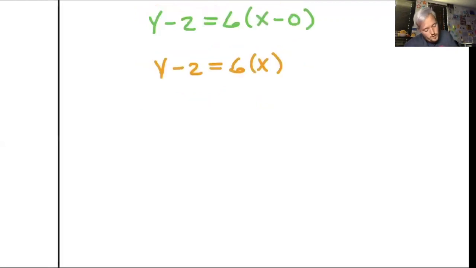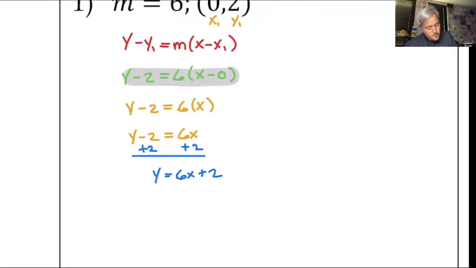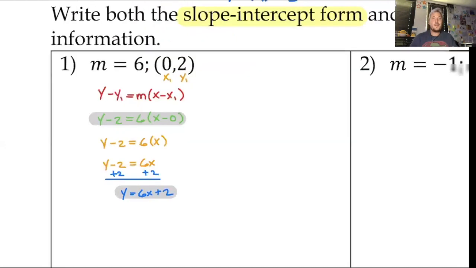So I'm going to have y minus 2 equals 6x. Then I'm going to add 2 on both sides. So I have y equals 6x plus 2. So we have both the point slope form and now we have slope intercept form. So really the big idea here is that point slope form is really helpful when we're converting equations.